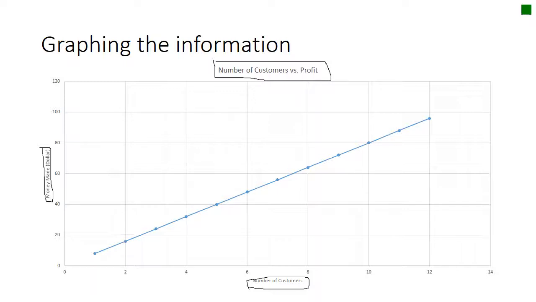This easily shows that as the number of customers increases, as we go from here to here, the amount of money that we make will also increase. We've established the connection, and we showed it pictorially between our independent or manipulated variable and our responding or dependent variable, on the x and y axes respectively.